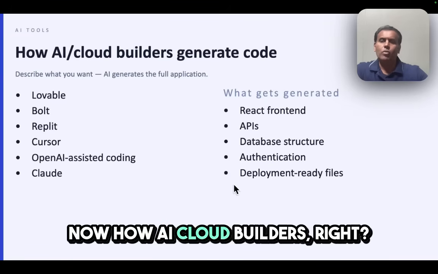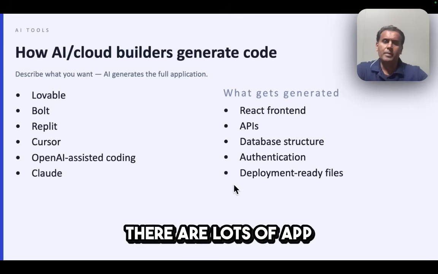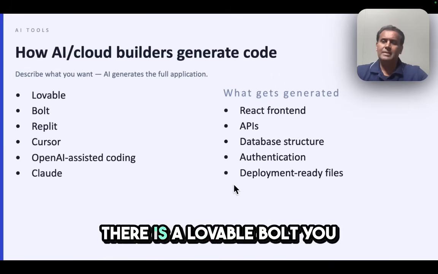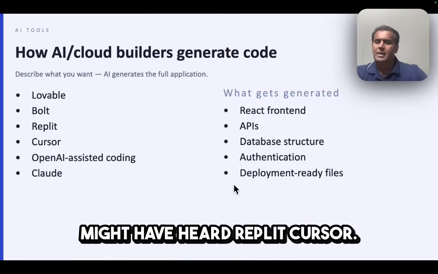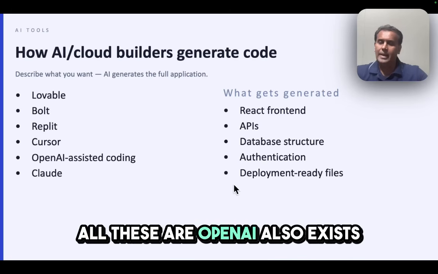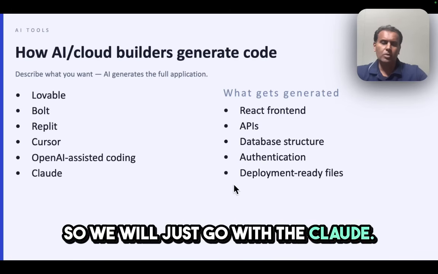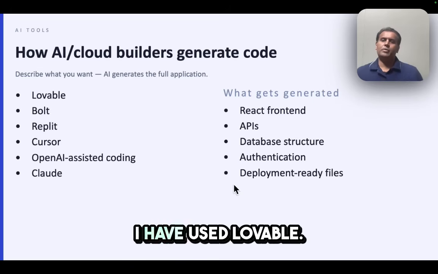Now, how do AI code builders work? There are lots of AI code builder tools available. There is Lovable, Bolt, you might have heard, Replit, Cursor. OpenAI also exists, Claude, even Gemini. So we will just go with Claude now. I have used Replit, I have used Lovable.